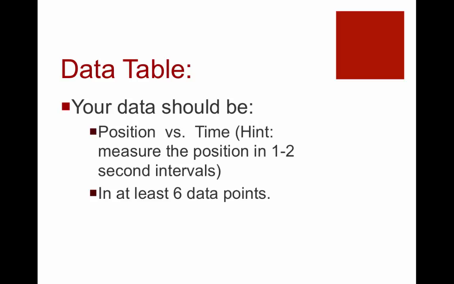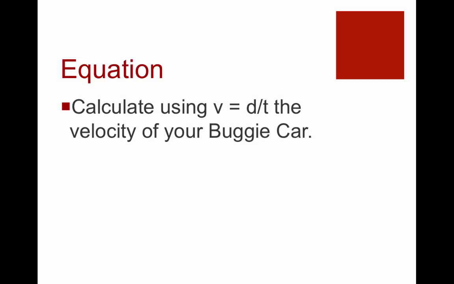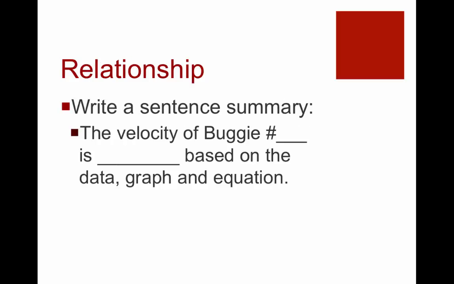You should have a minimum of 6 data points. Remember that when you graph, you can use Google Sheets to graph it, or you can graph it by hand, either one. I would prefer you use Google Sheets. You do have to label your graphs, so be sure you choose the graph correctly. Then you're going to do the equation. Velocity is distance divided by time, the velocity of your buggy car, okay? And then you're going to write a simple summary: the velocity of buggy number whatever is this, based on the data, the graph, and the equation. That's it. Have a good time.